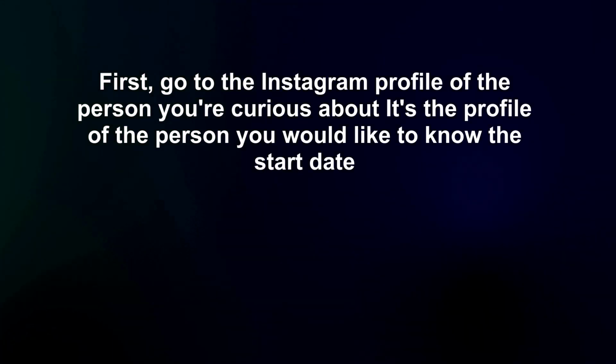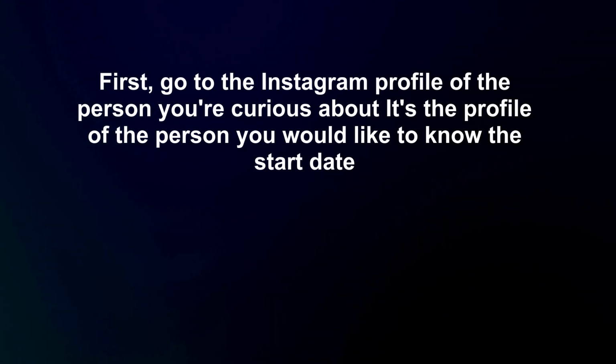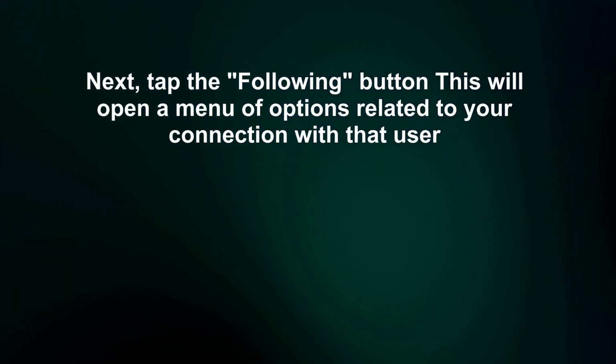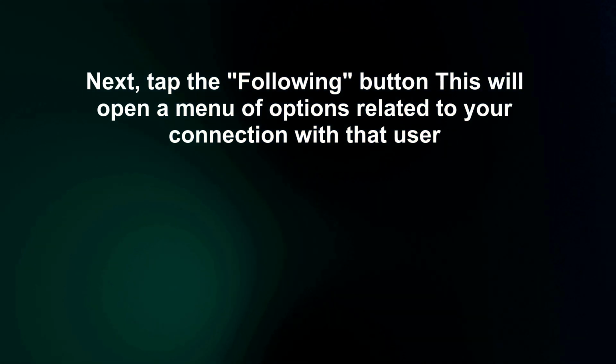First, go to the Instagram profile of the person you're curious about. It's the profile of the person you would like to know the start date. Next, tap the following button. This will open a menu of options related to your connection with that user.